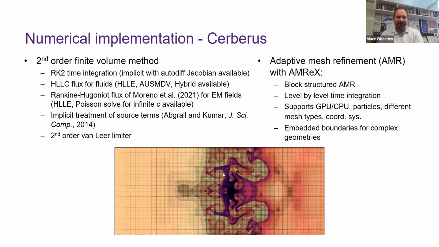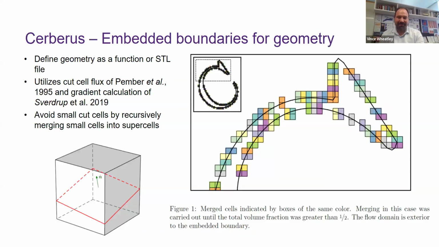The Adaptive Mesh Refinement framework in AMReX is block structured, as we can see in this example, and has level-by-level time integration. Embedded boundaries, which are only going to be relevant for one test case that I'm showing, are used to model complex geometries. In the embedded boundary approach, you define your geometry as a function or an STL file, and then we use a cut cell approach to apply boundary conditions. We use the cut cell flux of Pember and the gradient calculation of Schwartz. To avoid small cut cells that limit our time step, we have an algorithm that recursively merges boundary cells such that when you cut them, both of the cut cells have reasonable volume. In this example, the cells of the same color are merged together before cutting.